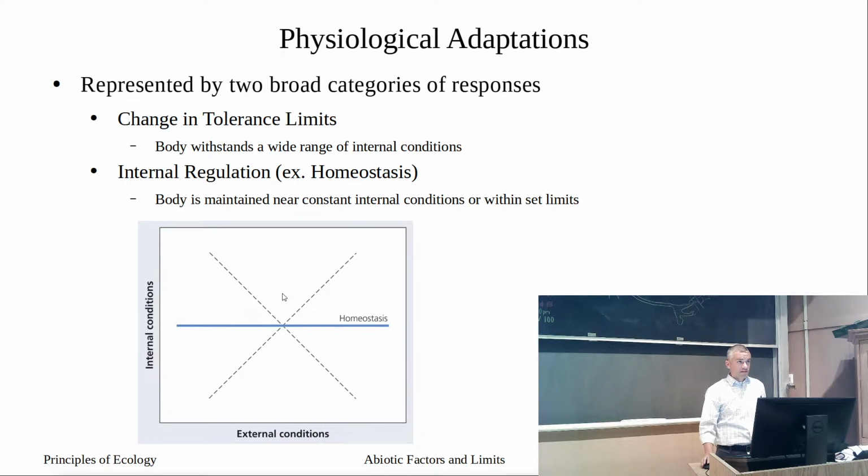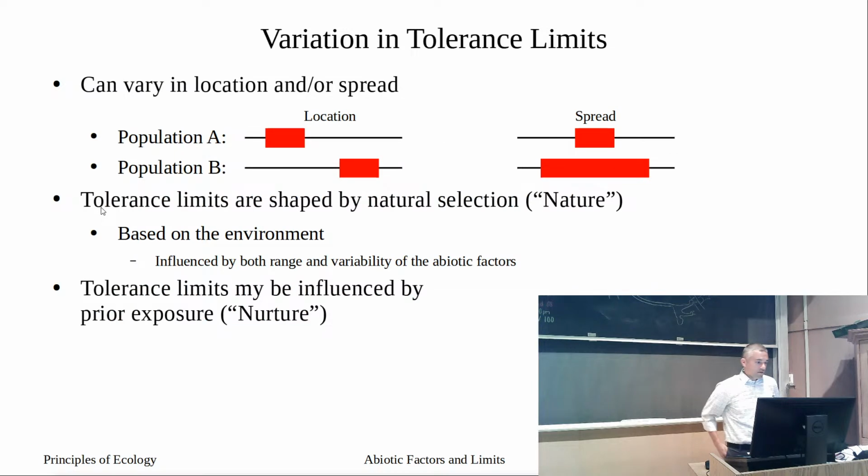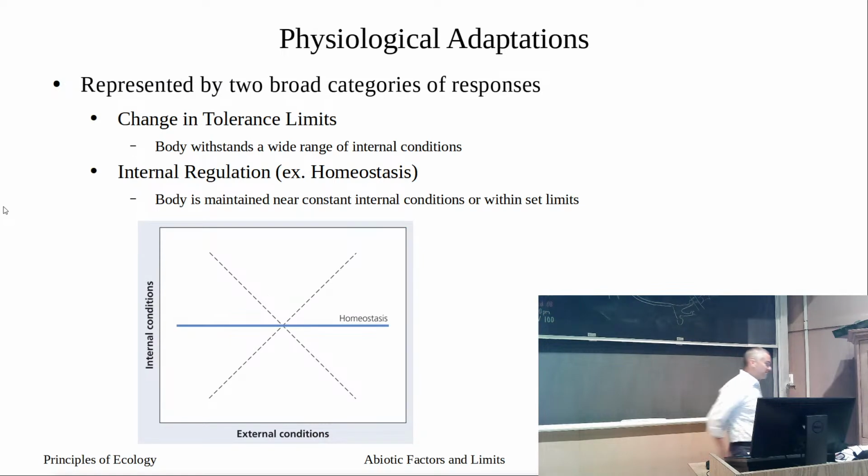Ready for this? So our tolerance limits can change either in location or in spread. And we can change in our location or spread. Go back? All right, yeah, no problem. Good?